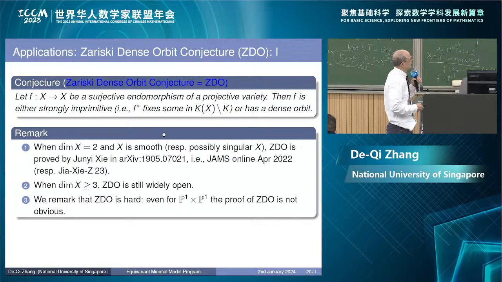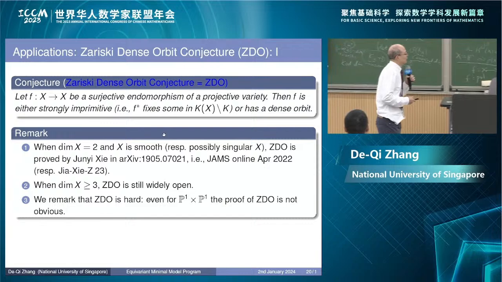So either you have a non-constant function, so it induces a natural map to P1. In the first case, you have a rational map from X to P1 that is fixed by F. So you have an invariant fibration, and you cannot have a dense orbit because the fibration is fixed and each fiber is fixed. Or it must have a dense orbit, right? And this is unknown in general.